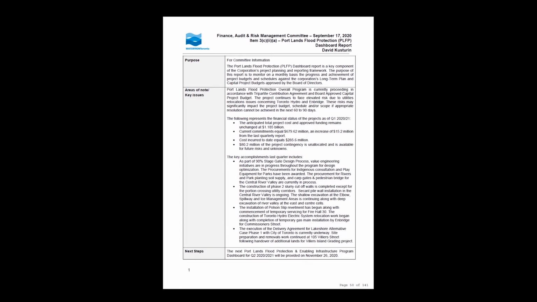But I would say that generally speaking, it's a very positive result at this stage. I can update you on the utilities issues in closed session. The construction is going very well.